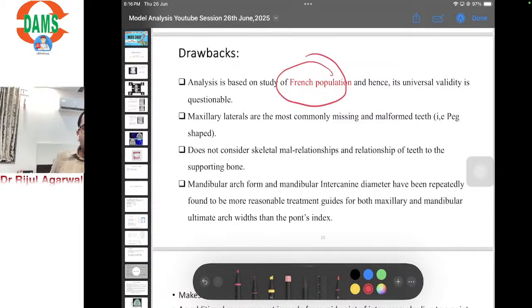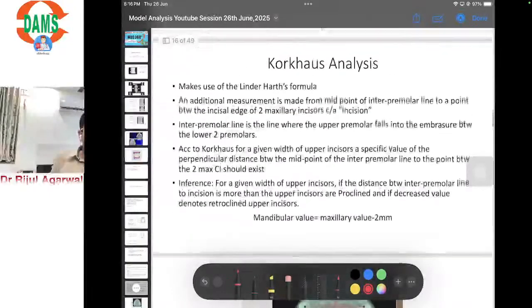Okay, and as we know, lastly, the mandibular intercanine width we cannot and should not alter through our orthodontic treatment because it is highly unstable. It will relapse. So it is said that the mandibular arch form, or technically the mandibular intercanine width, should have been a more reliable treatment guideline for determining the transverse arch width of the maxillary arch. Okay, so these are the drawbacks of Pont and Linder-Hart's analysis. I hope I am clear until now.